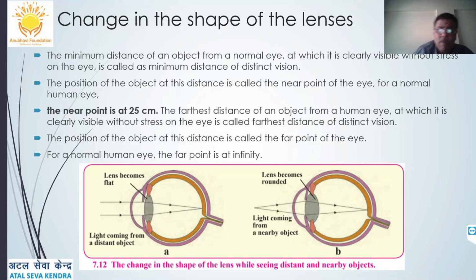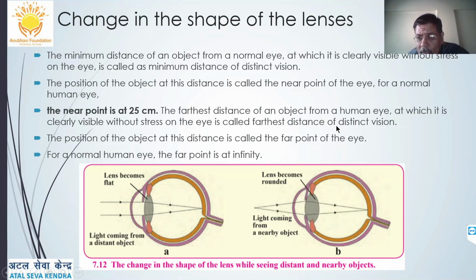The position of the object at the distance is called the near point of the eye. Very important. The minimum distance where you should keep that object is called the near point of the eye. For a normal human eye, the near point is 25 centimeter. So you should keep the object at least 25 centimeter away from the eye to see a clear image of it.